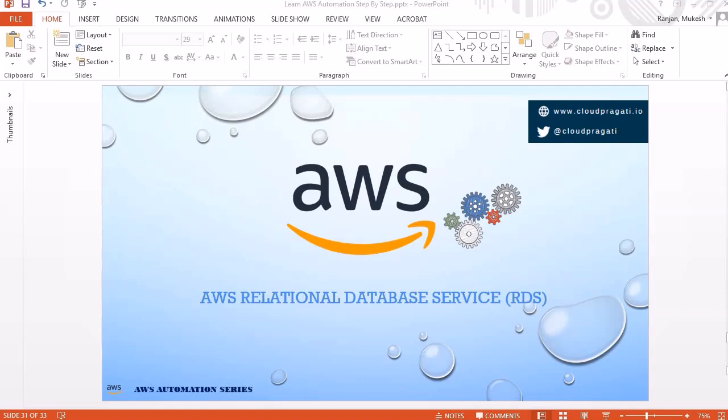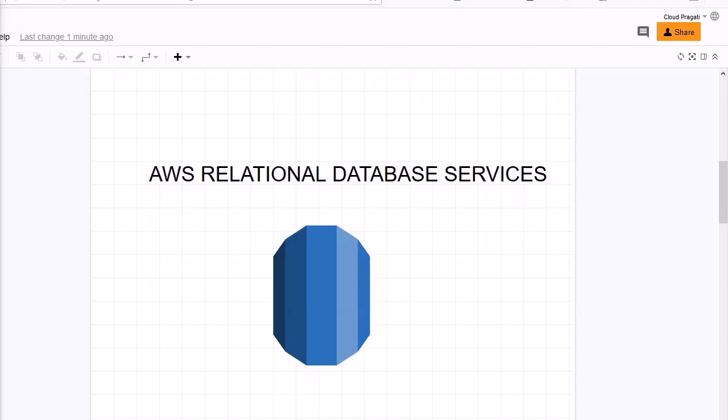In this session we are going to discuss AWS Relational Database Service. So let's jump into the diagram and there we will discuss. AWS Relational Database Service is another kind of service which AWS offers. AWS RDS makes it easier to set up, operate and scale a relational database in the AWS cloud. It provides cost-efficient, resizable capacity for an industry-standard relational database and manages common database administration tasks.